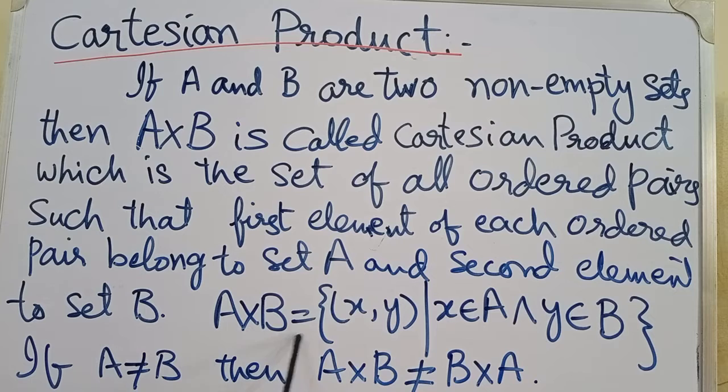A cross B is equal to {(X, Y), an ordered pair such that X belongs to A and Y belongs to B}. It means A cross B is a set of all elements in the ordered pair, and this condition is for every element of set A.